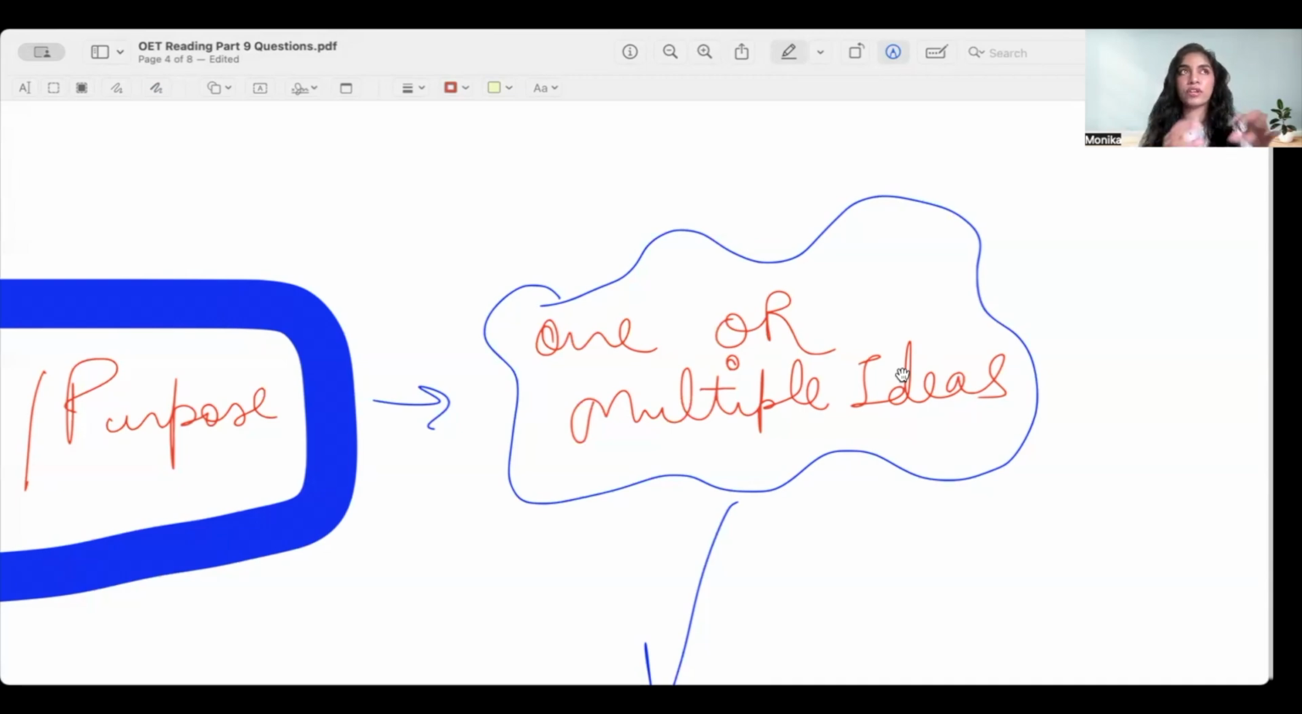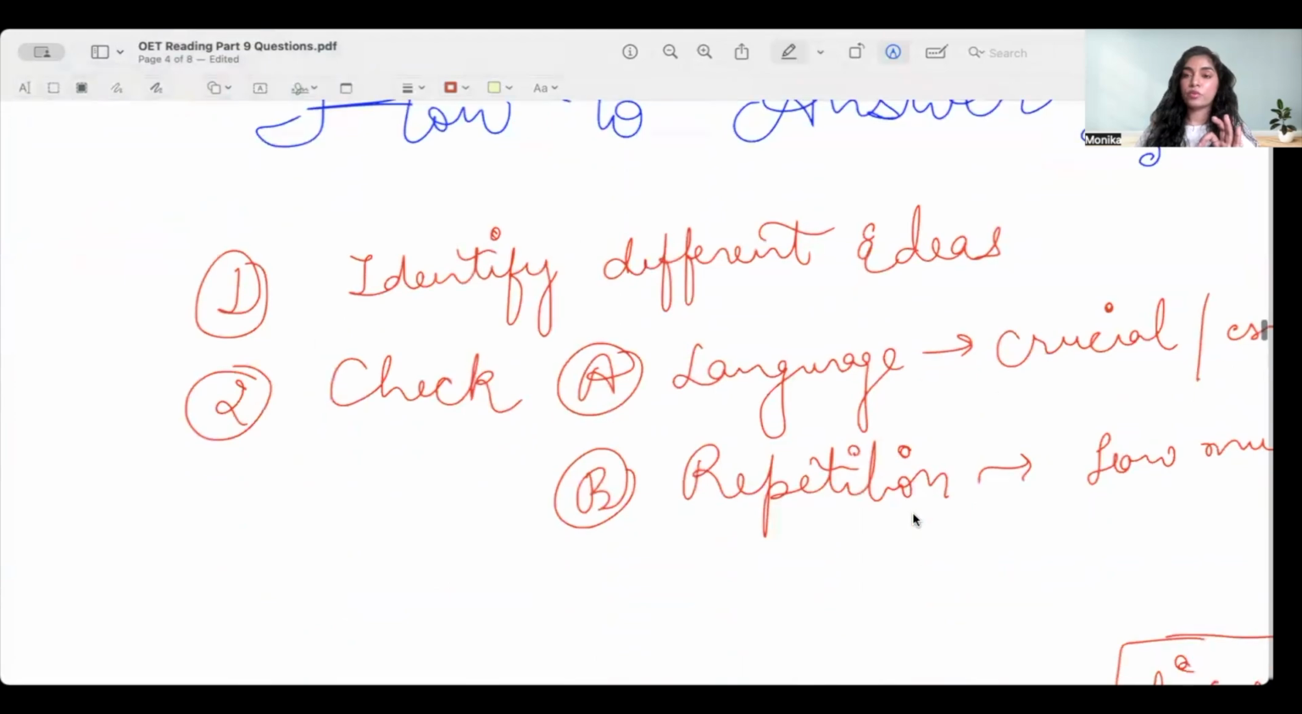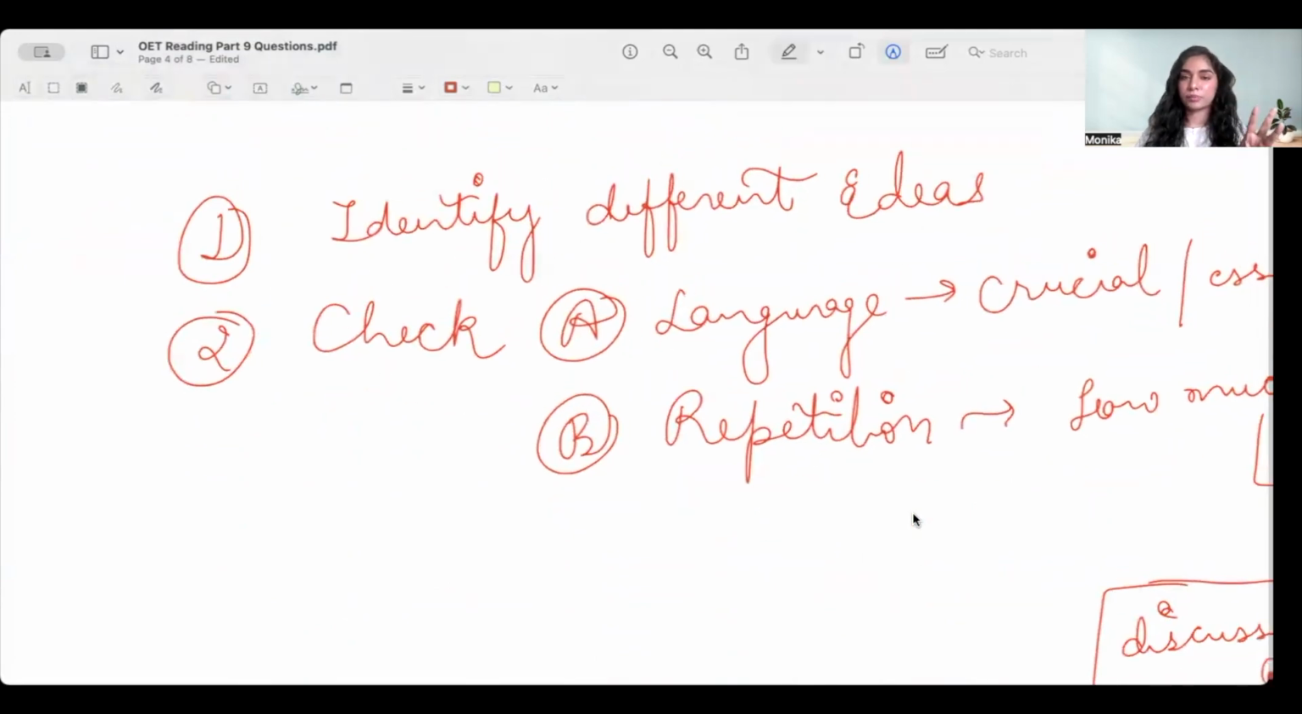Now I know this is the question type, I've understood the question type, but how do I answer this? How do I figure out which is the most important idea in the paragraph if they are discussing multiple ideas there? That's possible. In order to understand that, we have to follow 3 essential steps, or 2.5 steps, actually.